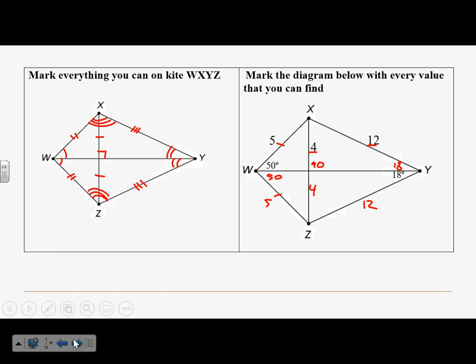Oh, and even more basic than that, you could find out what these angles are because in this triangle, the angles add up to be 180. So 90 plus 18 plus that angle is 180, so you can find out what that angle is. You can also find the other angle because it's 50, 90, and whatever that has to add up to be 180. So when it says mark the diagram below with every value you can find, technically you can find all those. But I'll go ahead and stop with just the red ones that we found. I guess I don't know exactly where they want you to stop with that question.